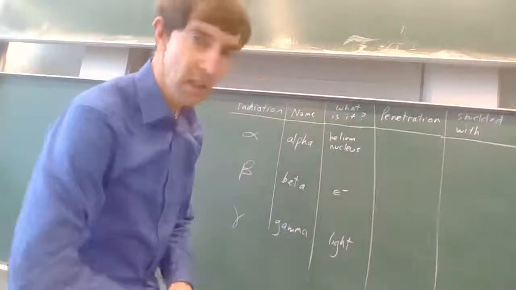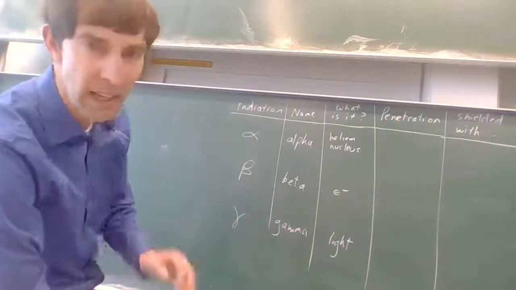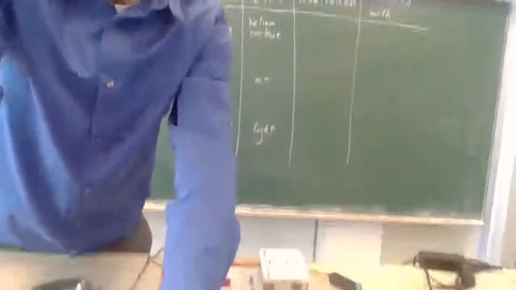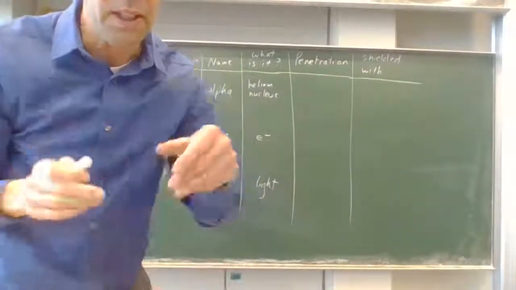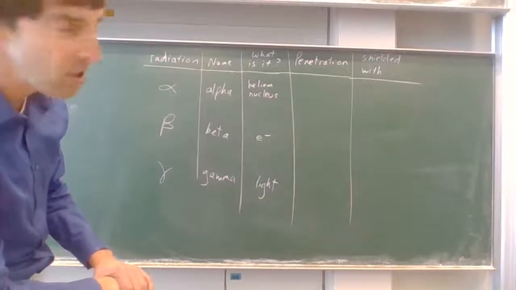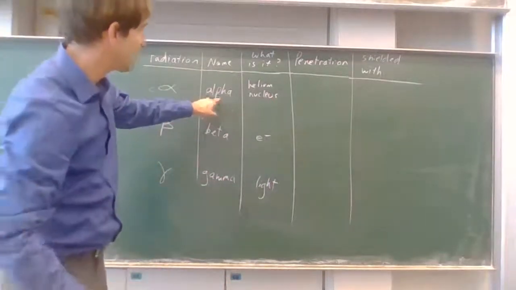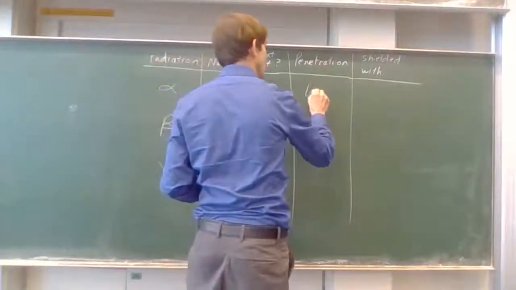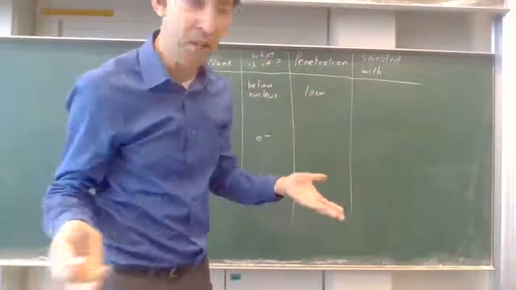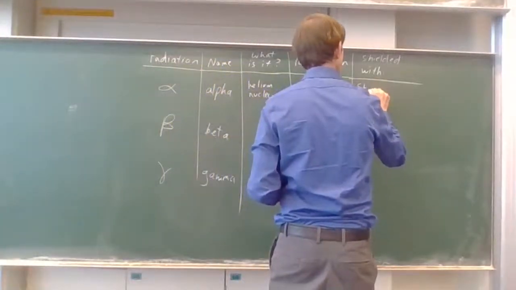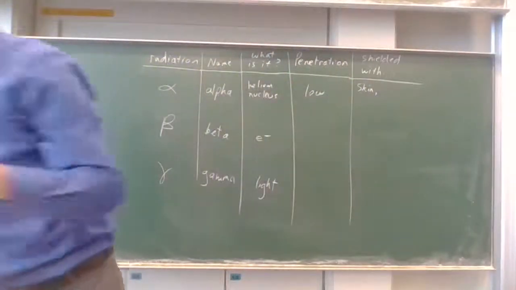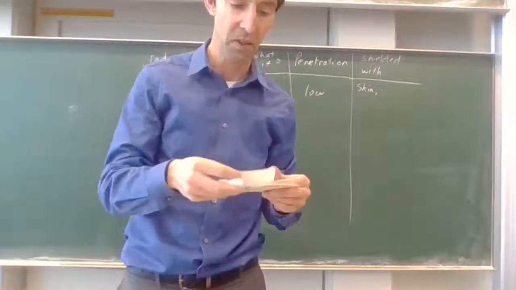Now, it turns out they differ in how much they get into your body. We're going to call that penetration, because it can, of course, harm you if it gets into your body. But alpha is so big, relatively speaking, that the penetration is low. It can be shielded with our skin. Your skin keeps out alpha particles, or even just some pieces of paper.